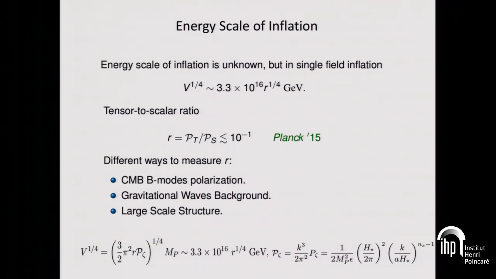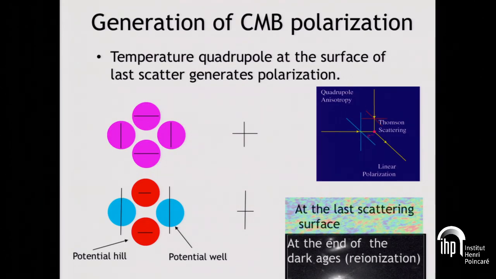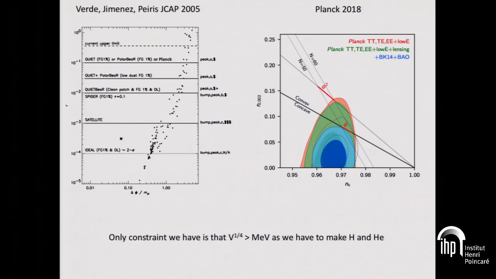Now, the best way to try to measure that is to look at the CMB polarization, because there you have a quadrupole that generates polarization in the potential wells, and then you get at the last scattering surface this pattern that everybody is trying to see. And in fact, we do that, and we have pretty good constraints on that. This is the latest Planck 2018 constraint.